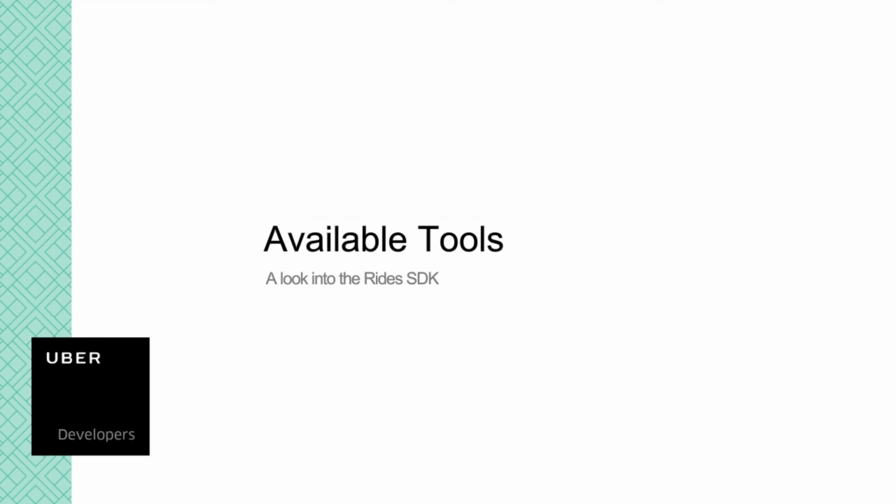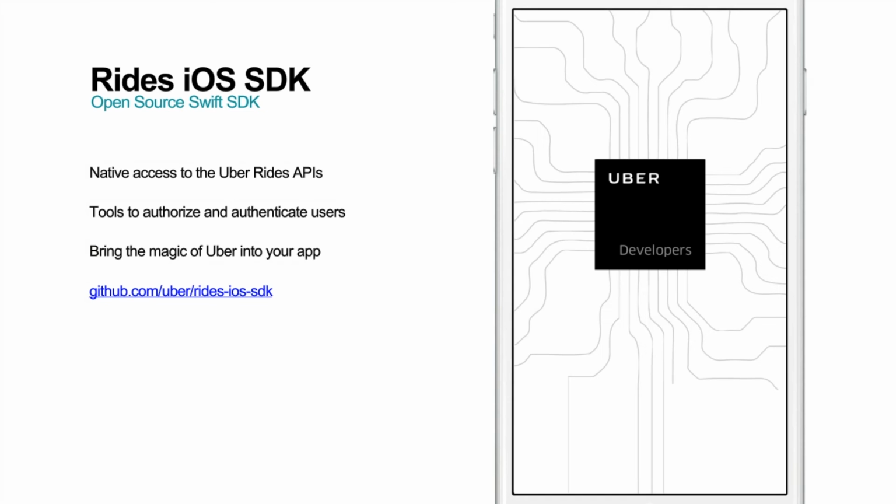Okay, and so in addition to having an API that's fairly straightforward and easy to use, there are also several tools that will facilitate your integration with the Rides Request API. Specifically, if you have an iOS app, our iOS SDK is actually really great. It's written in Swift. You've got tools to authorize and authenticate users and to manage user sessions, and this is to really embed the Uber experience inside of your app.